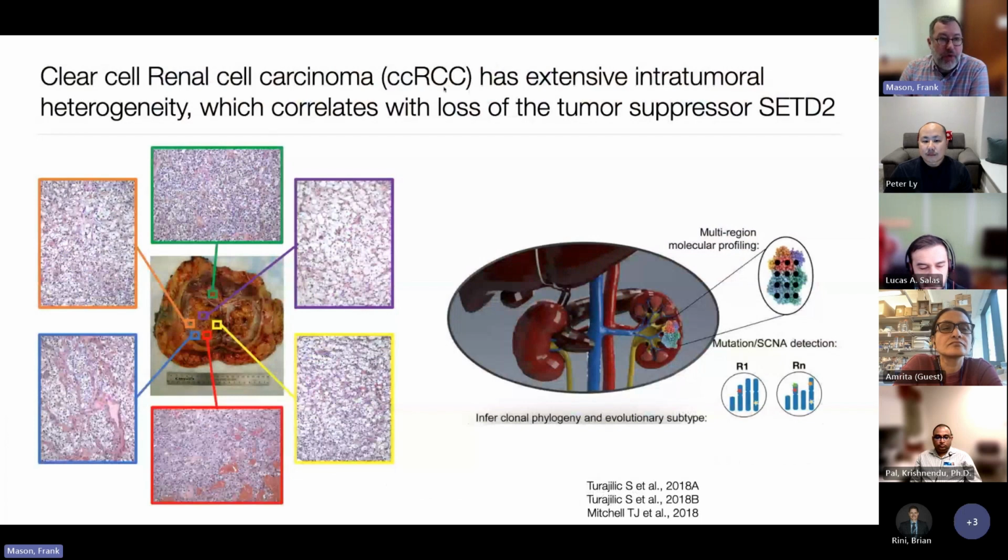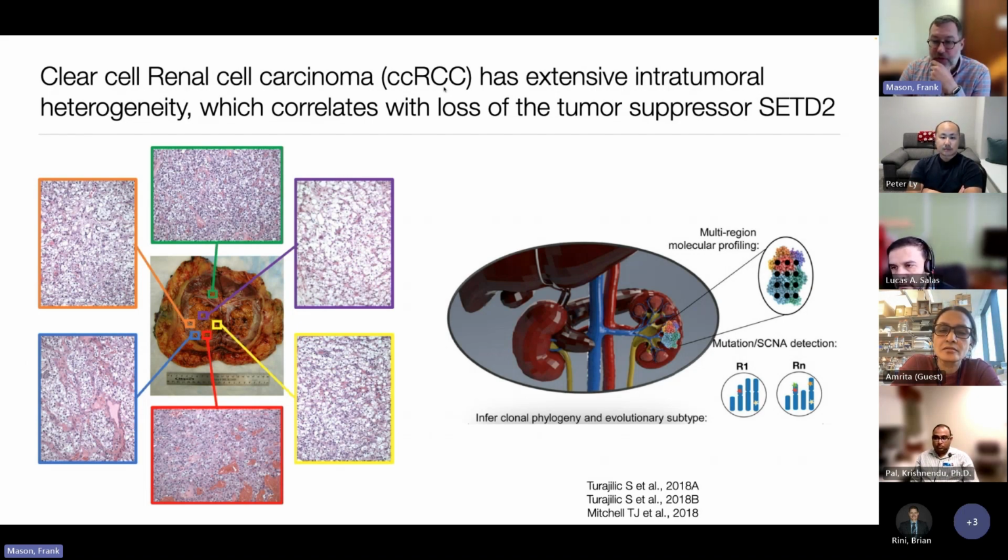And as many of you know, clear cell renal cell carcinoma has extensive intratumoral heterogeneity. You can see here at the histological level on the left, different regions of the tumor look different under the microscope.